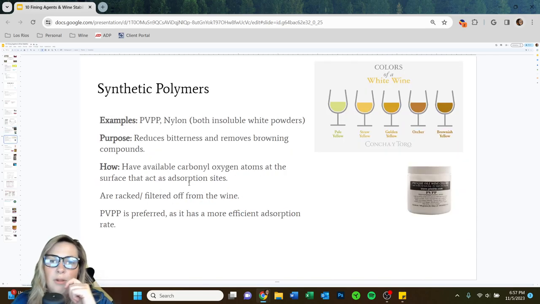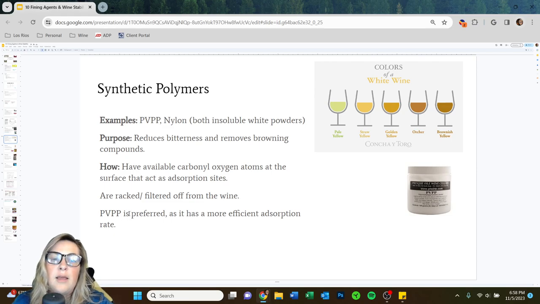Then we have synthetic polymers. This is like PVPP and nylon. These are both insoluble white powders, so you won't be consuming these things. These are intended to be filtered out once they react with the bitterness in the wine. These specifically reduce bitterness and remove browning compounds. How they do this, a little bit of chemistry: they have available carbonyl oxygen atoms at the surface that act as adsorption sites for the bitter and browning compounds. So it's racked and filtered from the wine.